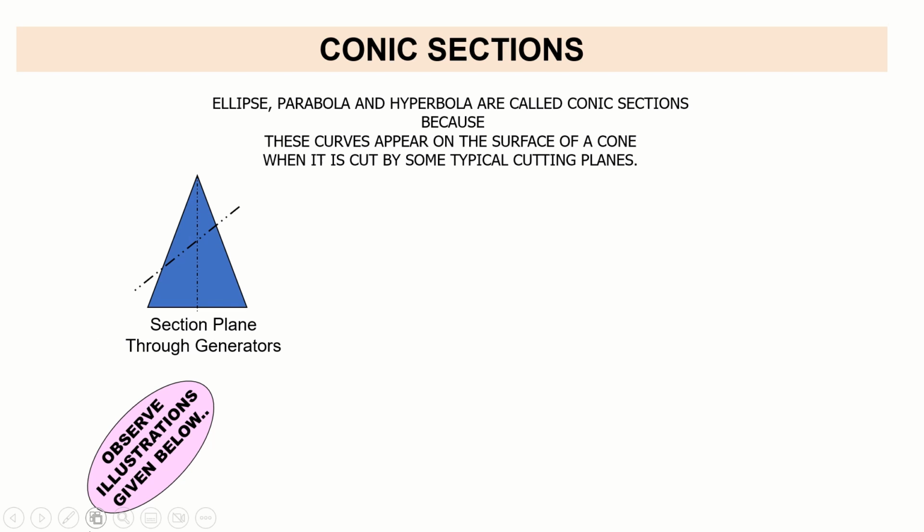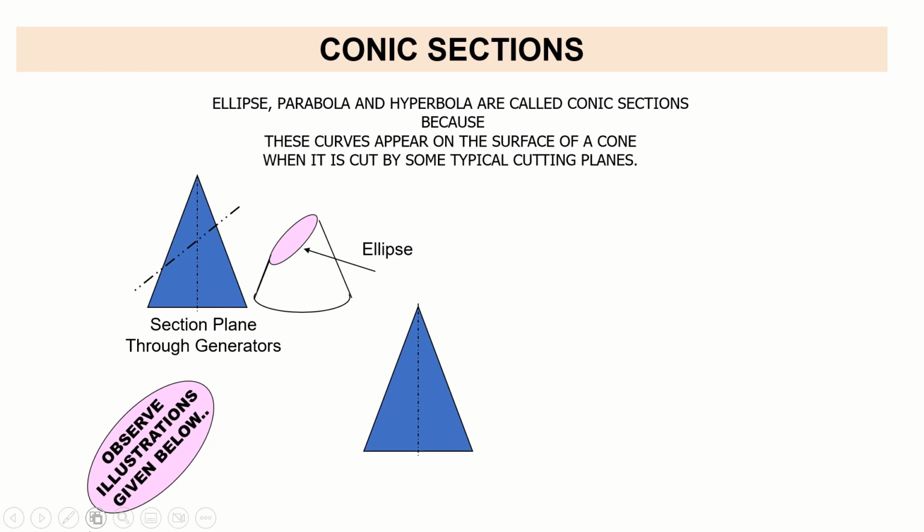These conic sections can be obtained by cutting a cone using a cutting plane. For example, here in this diagram a cone is intersected by a plane. The section plane passes through the two extreme generators. If we cut this cone like this, we will get an ellipse.